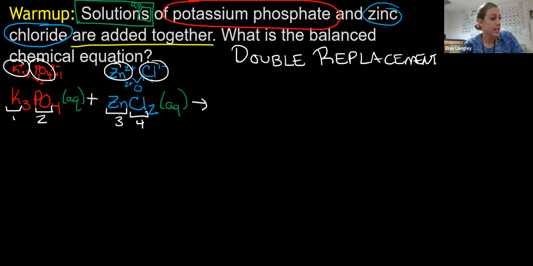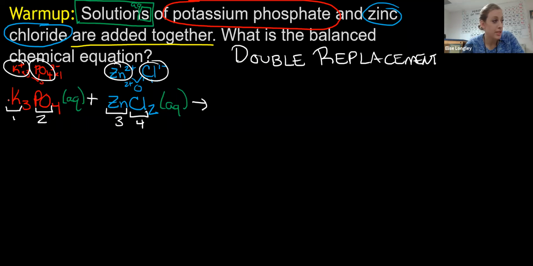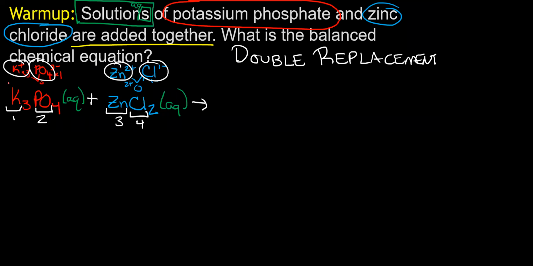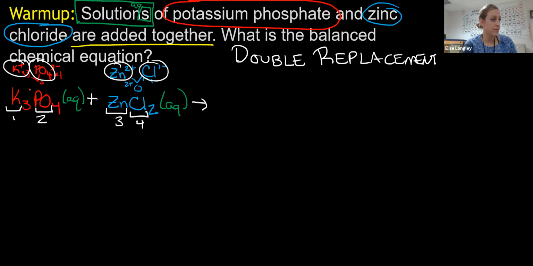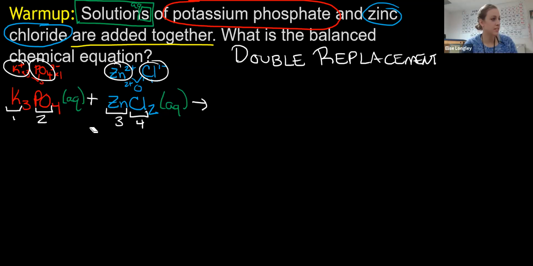So the double replacement, we know that the nonmetals are replacing each other, that the back ends are switching. So potassium is going to be with the back half. When we're doing double replacement, it's the two back ends that are switching with each other. So chlorine is going to end up with who? Chlorine's going to end up with potassium. And then phosphate's going to end up with who? Zinc. All right, so let's do that.